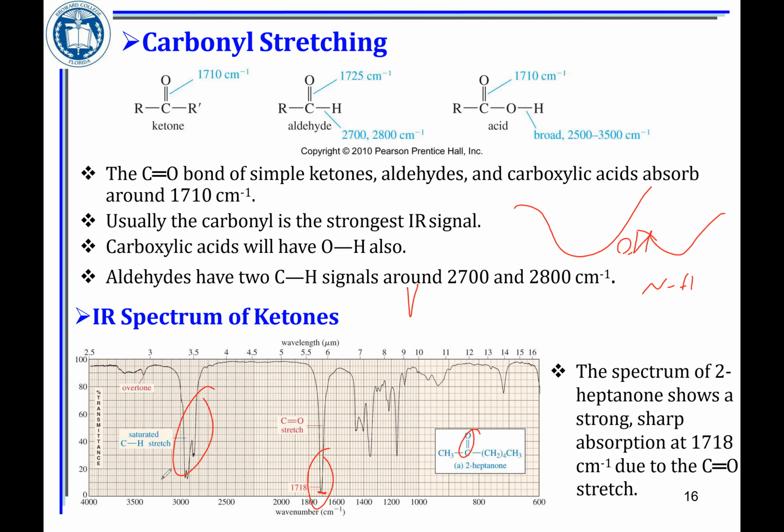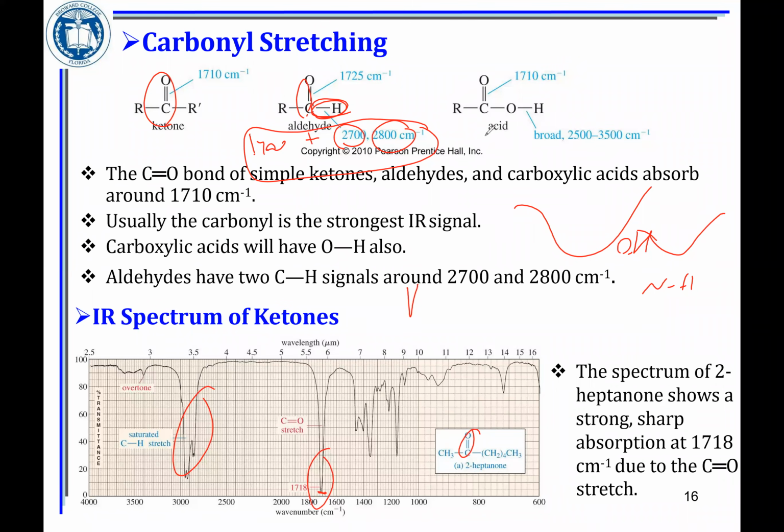Aldehydes. How are aldehydes different from ketones? For ketone, you only have one peak, that is for the CO double bond, around 1710. And for aldehyde, this hydrogen is going to show a peak at 2700 and 2800, plus the 1700 that you have for the CO double bond. So for aldehyde, you get three of them in a row. If you have all three of them, it shows that it's an aldehyde, not a ketone.